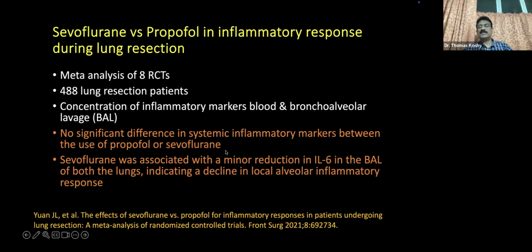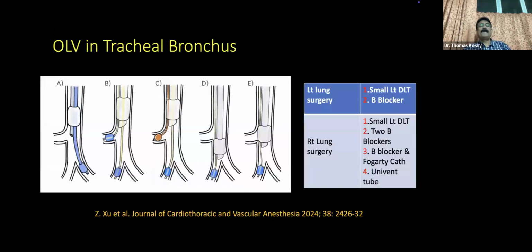The study found no significant difference in systemic inflammatory markers between the use of propofol and sevoflurane, but sevoflurane was associated with a minor reduction of interleukin-6. The bronchoalveolar lavage of both the lungs indicated a decline in local alveolar inflammatory response. So sevoflurane is a safer option, but don't use sevoflurane more than 1 mg when you have some other problem. Coming to the last part, last 2 slides.